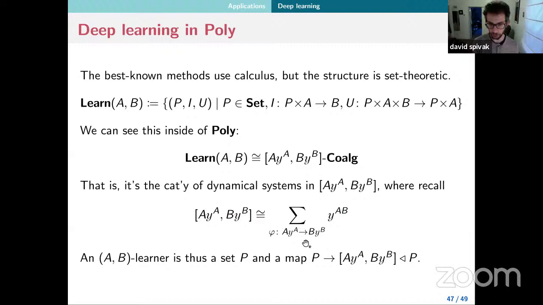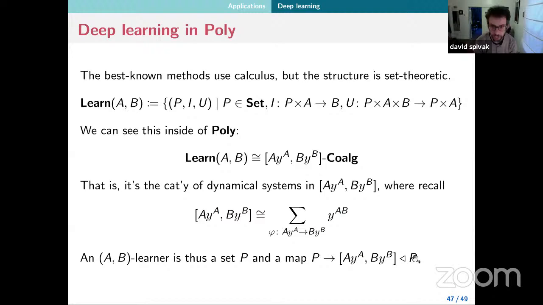What is a position in this polynomial? It's a function from AY to the A to BY to the B, and a direction is a pair AB. So what we're saying is that a dynamical system in here, or a coalgebra, would have a bunch of states, P, say, and every P parameter or state would be assigned, first of all, a way to go from A to B, and second of all, a way to go from A and B, an input and an output, to get a new A as your back propagation. And then, given an AB input-output pair, you would also get a new element of P.